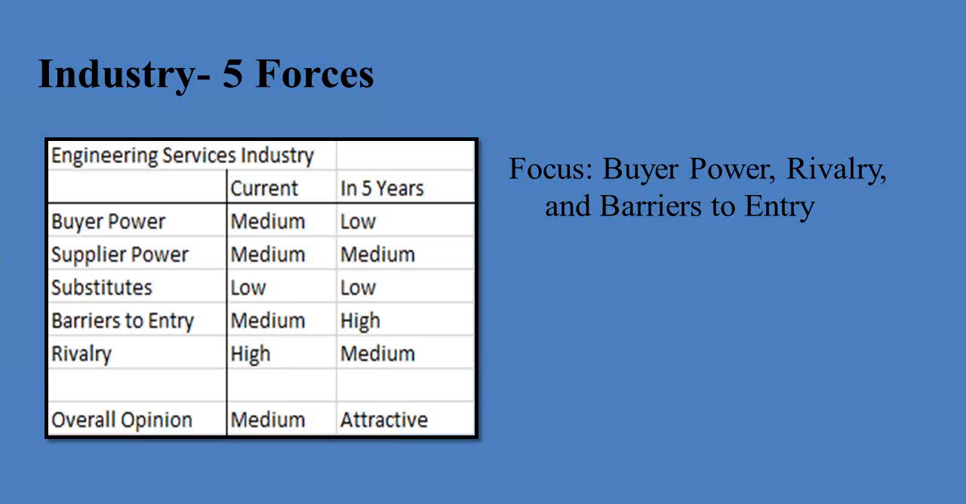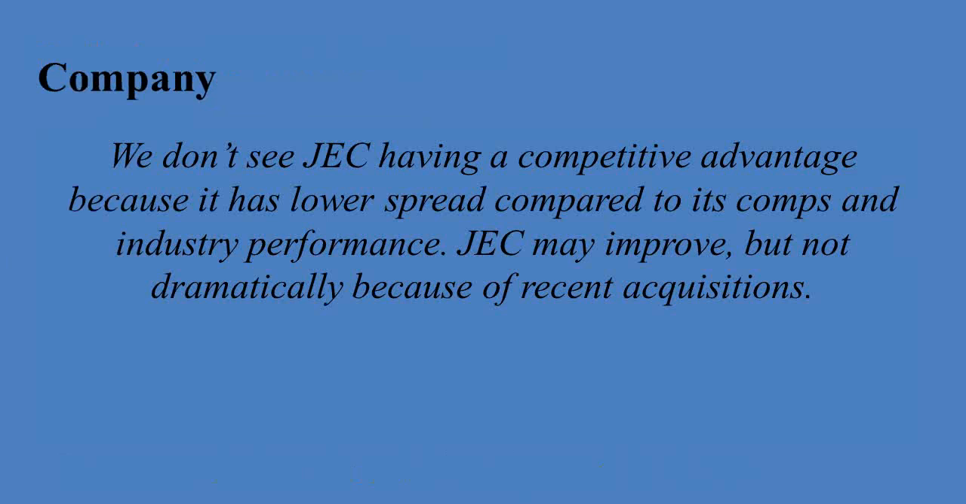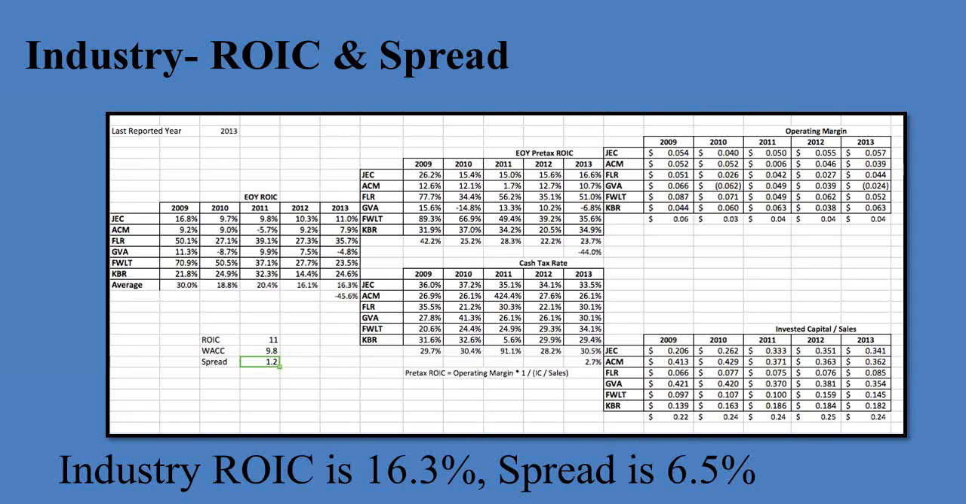provide cost-effective project assessment. We don't see JEC having significant competitive advantage because it has similar spread compared to most of the other companies in the industry. The company has an ROIC of 60.3 and a WACC of 9.8, giving it a spread of 6.5%. So JEC is performing at around the industry average return. We think that it may improve, but not dramatically in the future, because while JEC has benefited from recent acquisitions in the federal network systems and other companies like Eagleton Engineering, and other smaller firms with niche focuses, JEC may become more competitive, but we don't really see a dramatic change in their competitive position.